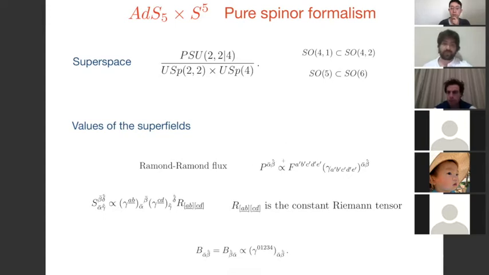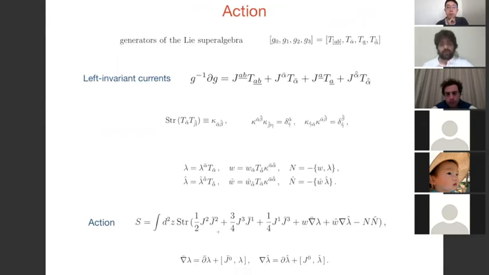So then you have the Ramond flux, right? And then you have also the curvature here, the sphere and the AdS part, and then you have some B field here in this. So this is the solution in terms of superfields, and then you plug in the action and get the action from this pure spinor formalism. So I will show the action. I'm not going to use the action anymore. It's just to show and fix some notation.